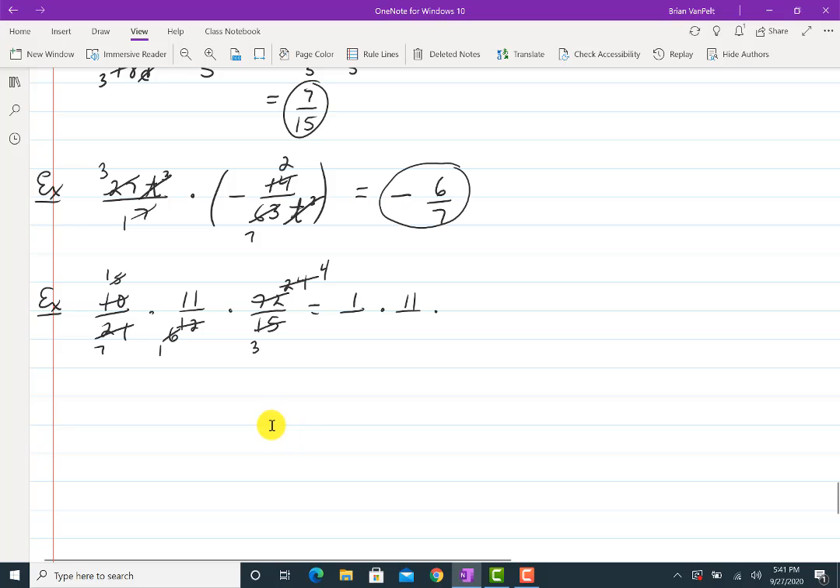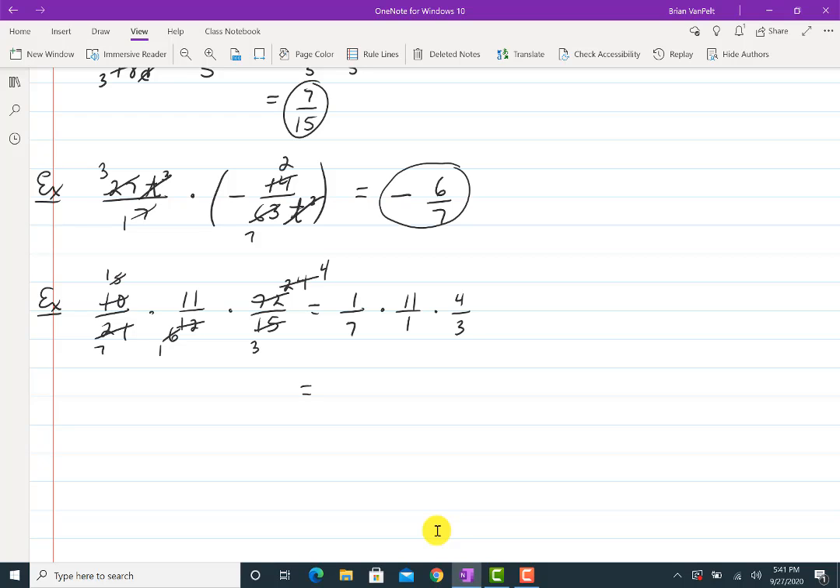By the way, once I get to a 1 or something I can't break down any further, I know that I can put it in that spot. This 7 can't be broken down any further. Here, I've got the 4 and I've got the 3, and they obviously don't cancel each other out, so it'll leave a 4 over 3.